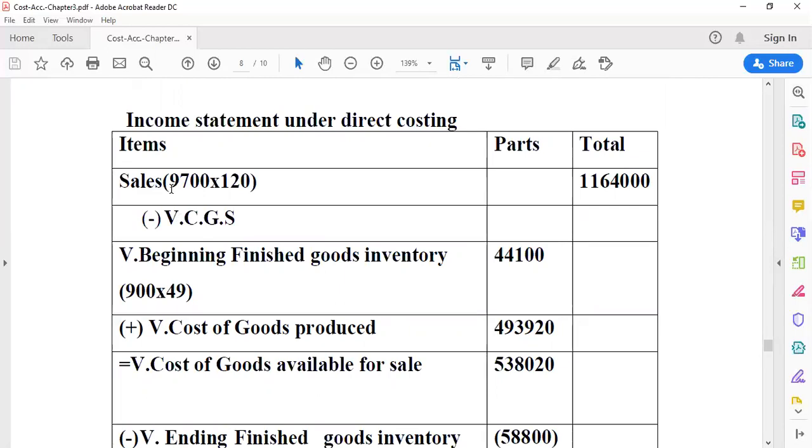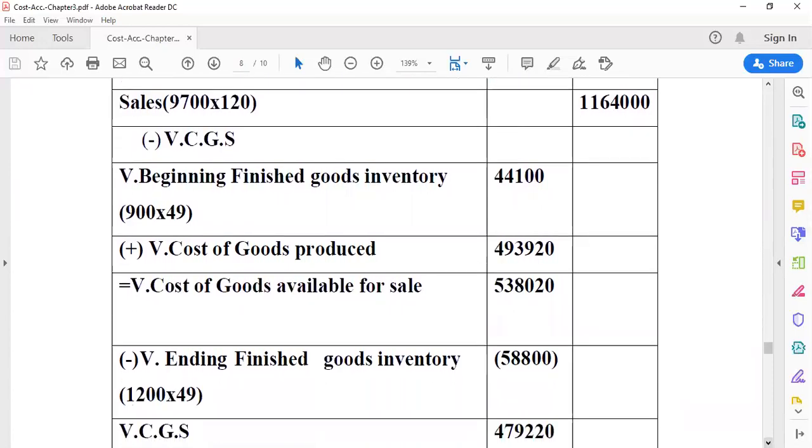Okay, what is sales? If you go back to the example, you get the units sold, which is 9,700, times the selling price per unit, which is 120. This amount of sales, we will deduct from it the variable cost of goods sold. Okay, how to get it? How to get the variable cost of goods sold?